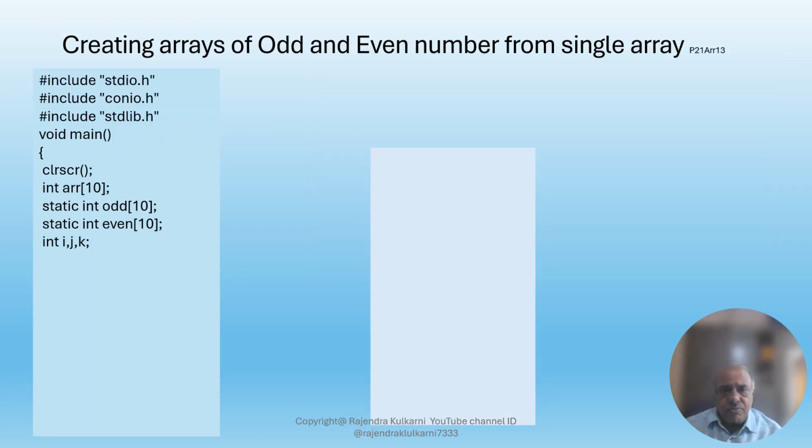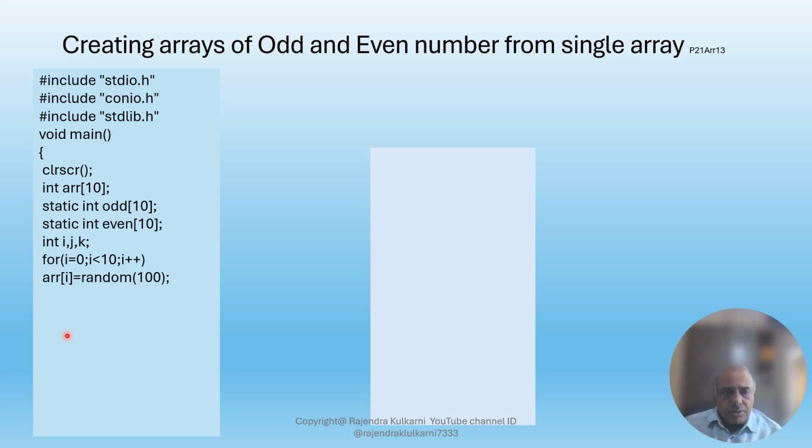Now this is a program where I am trying to make three arrays. The first array will be an array of 10 int constants. The second array I want to create is odd, which must have odd numbers from within these 10 numbers assigned to the array, and another array called even will hold even numbers only.